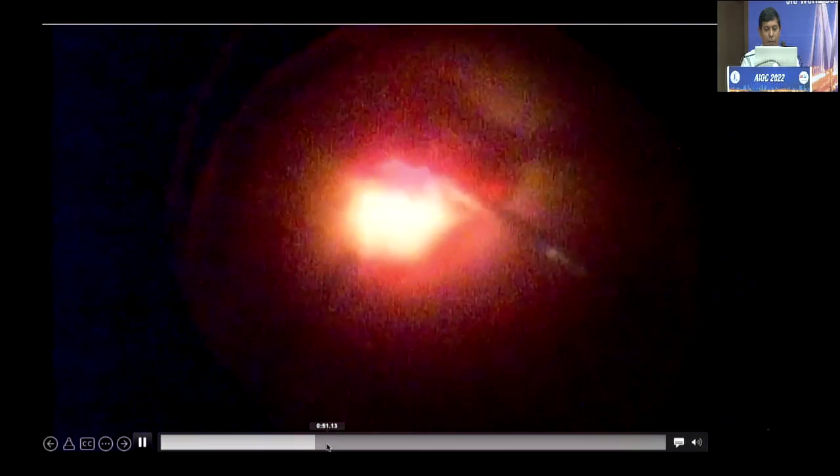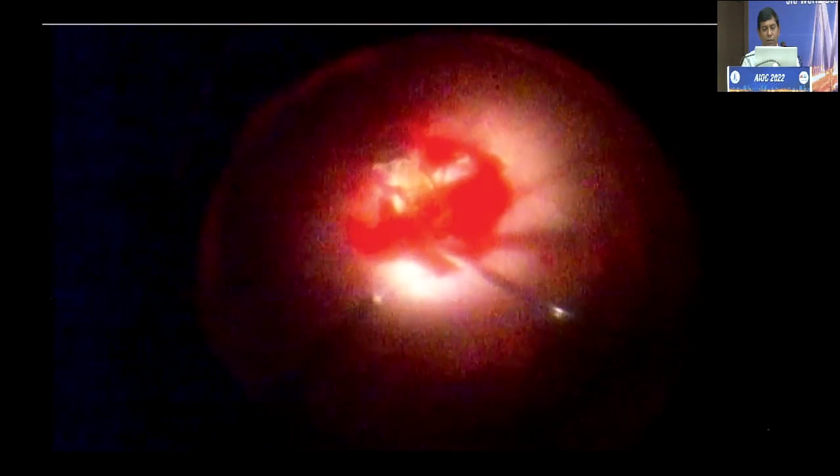The surgery has been done by my co-instructor, Dr. Krishnendu. Now, the surgeon is approaching the impaction site. He has identified the foreign body and is trying to nudge the foreign body out of the site of impaction. There you can see the foreign body being nudged. Hemostasis is being achieved.